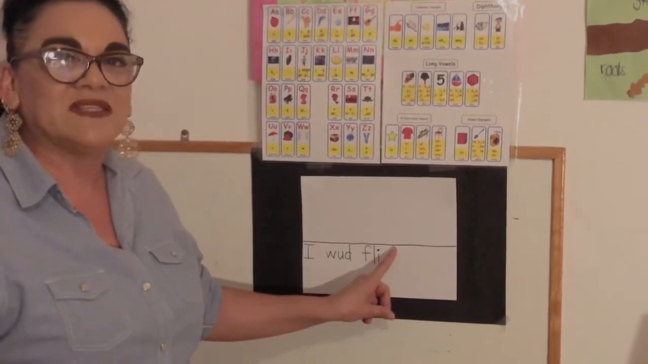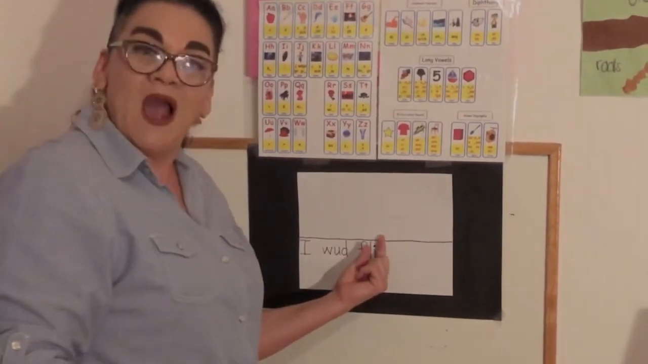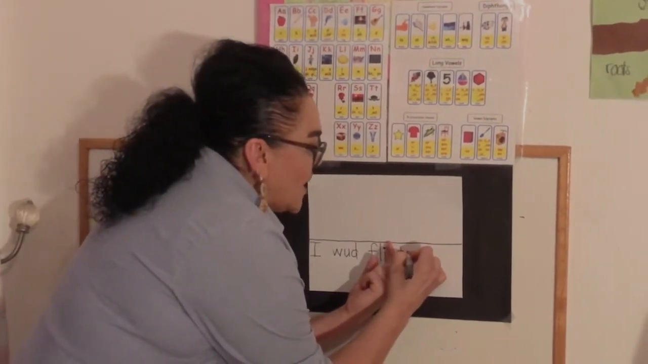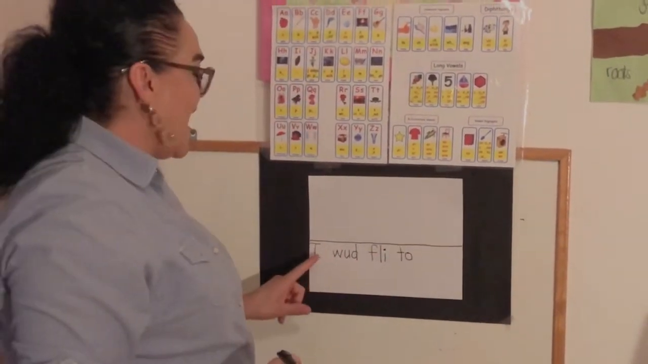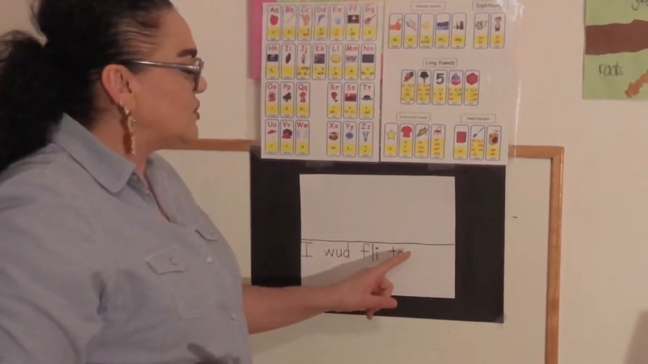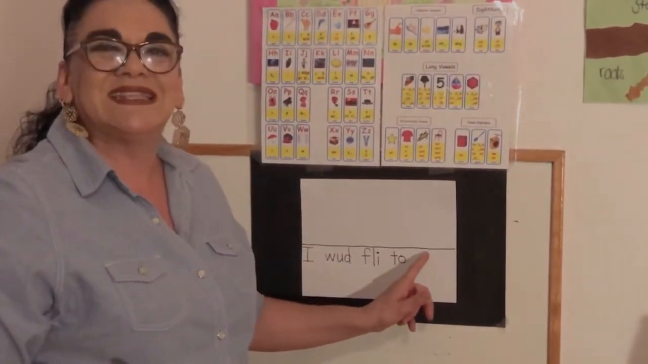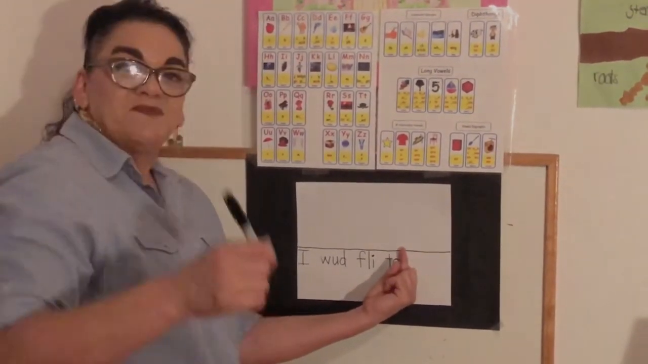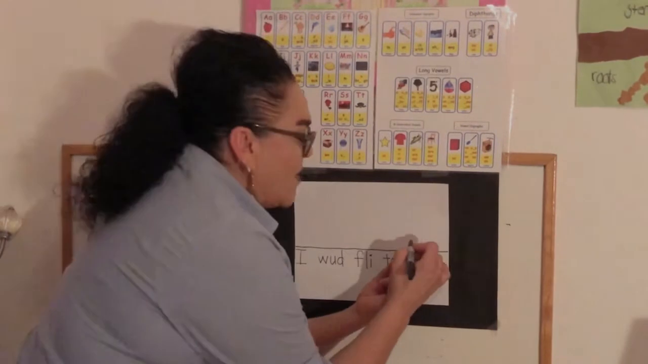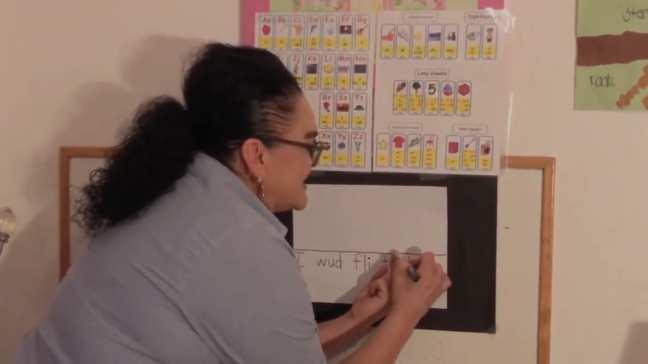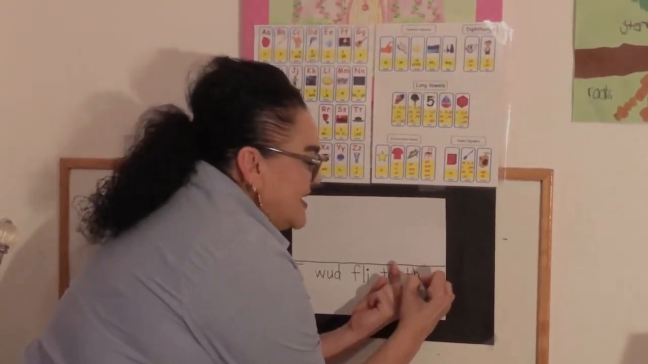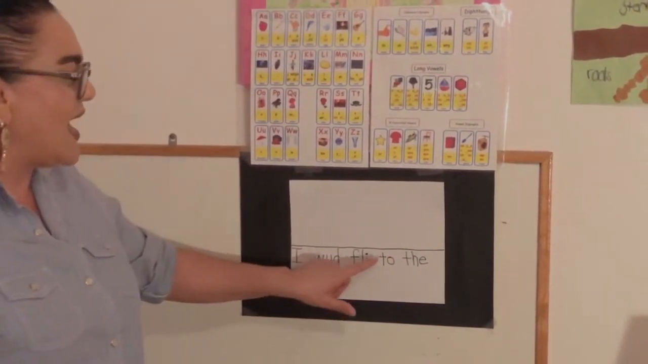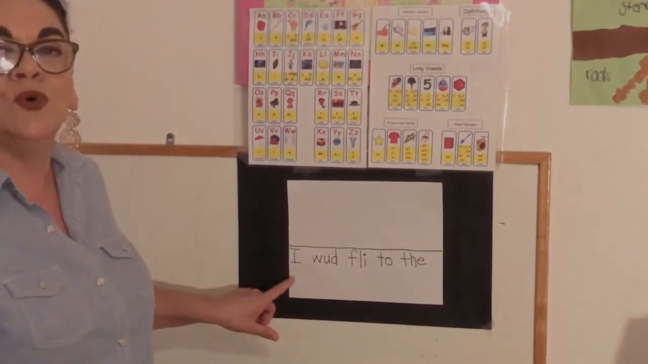To is my next word. That's a high frequency word. Boys and girls at home, help me spell the word to. T-O. Good job. I would fly to. My next word is the, and that's a high frequency word. So leave a finger space and help me spell the word the from home, boys and girls. T-H-E. Very good. I would fly to the moon.